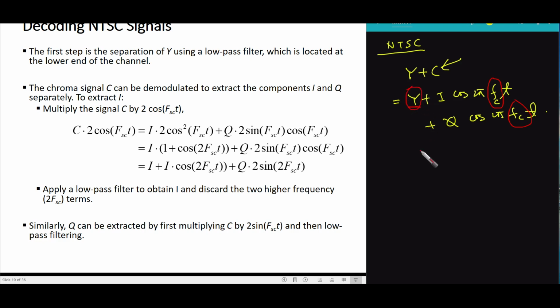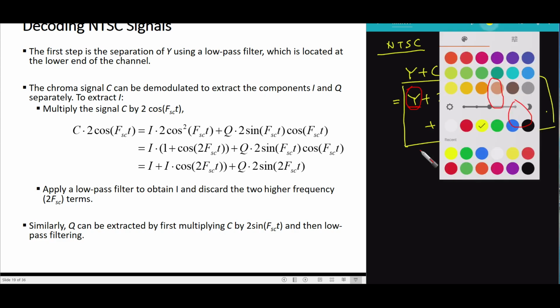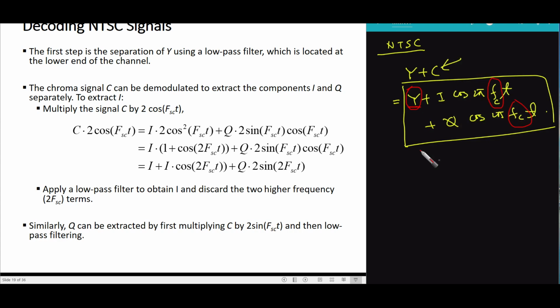So if we use a low pass filter, let's say we have this one, and we pass this signal to a low pass filter, then definitely we just have this Y information, because low pass filter means we will pass the low frequency and block the high frequency, and because the picture carrier is in the low frequency, we will obtain the Y.